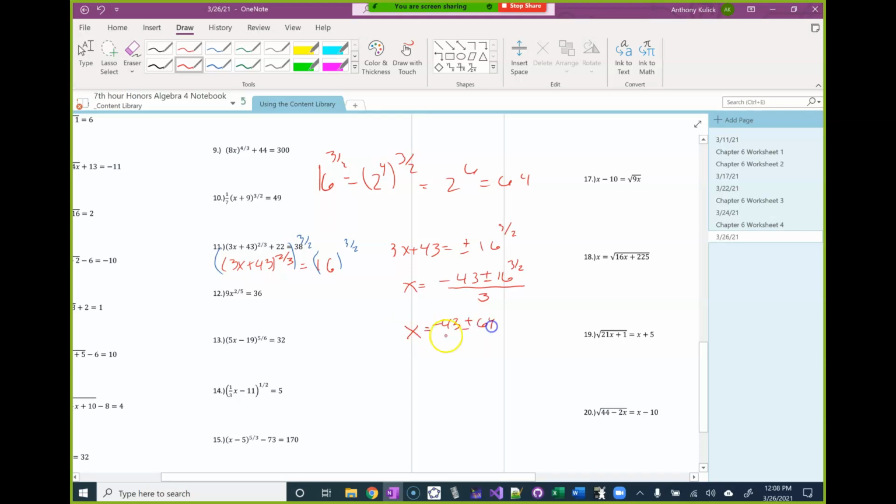So I have this. So 64, or negative 43 plus 64 is 21. Divided by 3, that's 7. And then negative 43 minus 64 is negative 107 divided by 3. That doesn't reduce. So there's that. And since that's an odd root, we shouldn't need to check those. Is that okay?